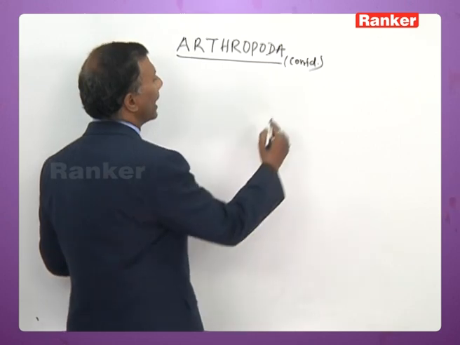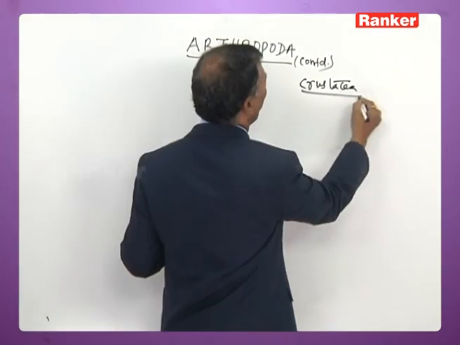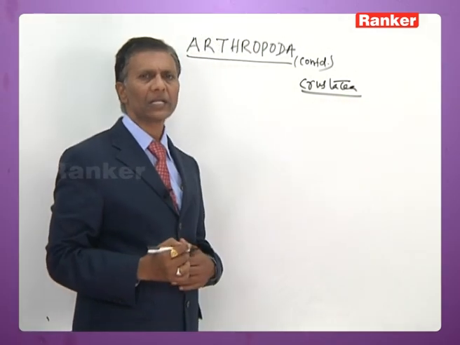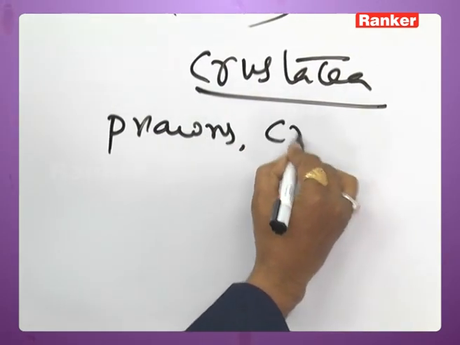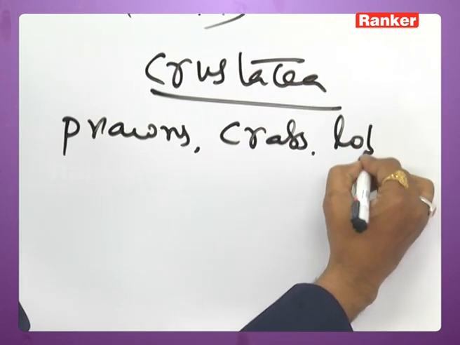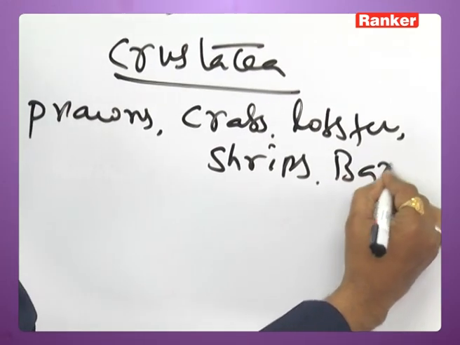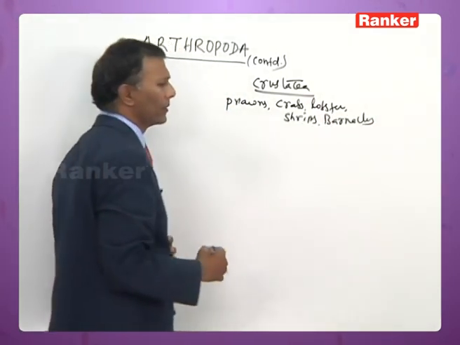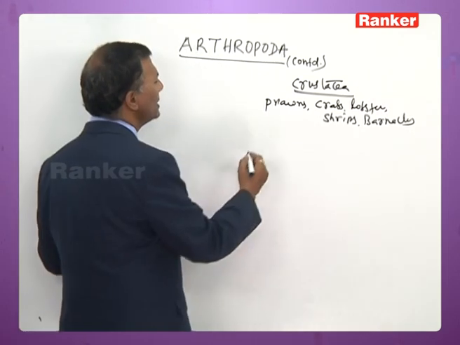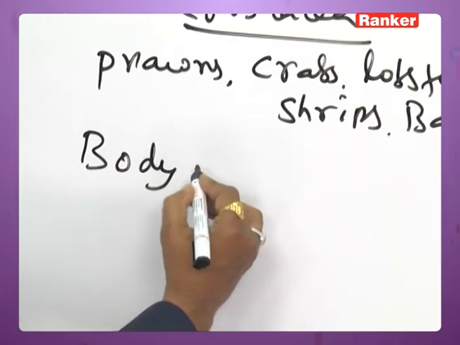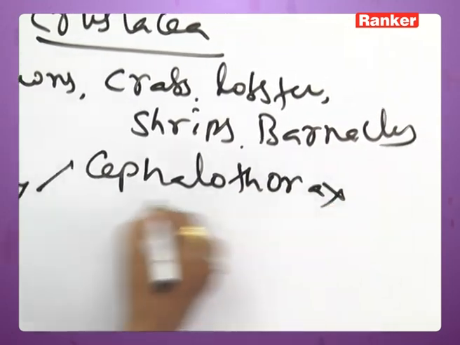Now, characteristic features of Crustacea. Crustacea includes prawns, crabs, lobsters, shrimps, and barnacles. The crustacean body is divisible into cephalothorax and abdomen.